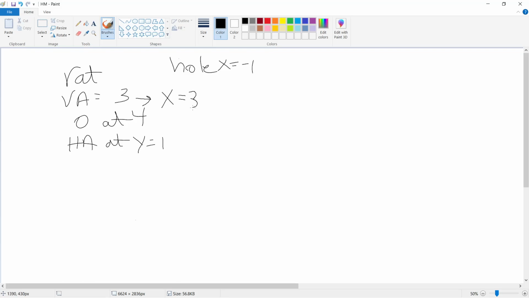So I'm going to draw the function down here. f of x equals, it's rational, so there's a fraction sign. So at x equals 3, I subtract 3 from both sides. That's x minus 3 equals 0.